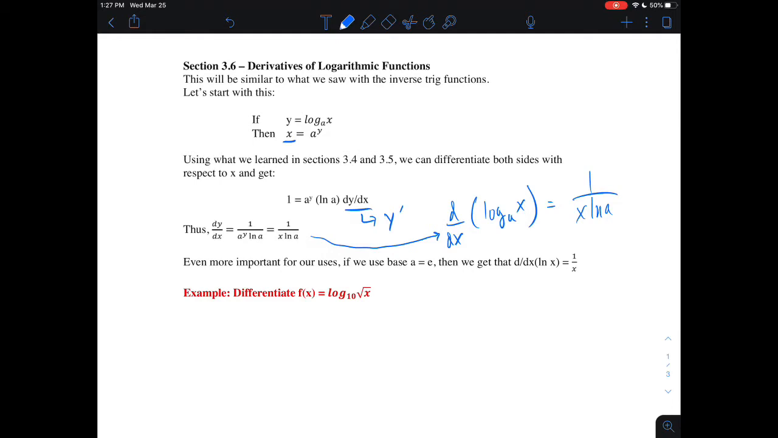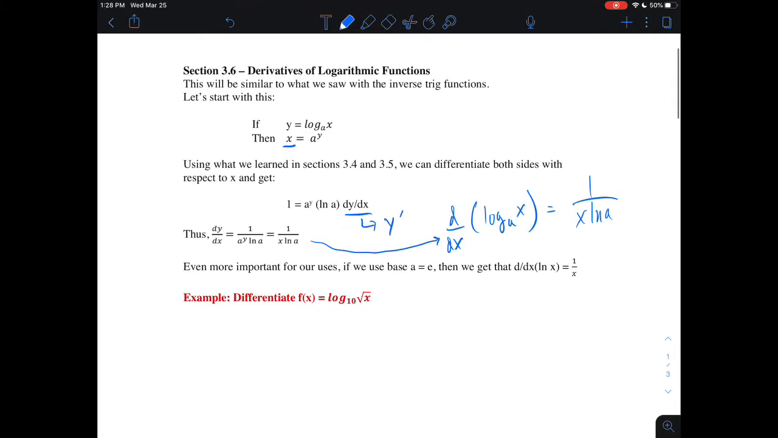Even more important for our uses, something that we're going to use a lot more, is if we use base e. So if a that we've had in this whole conversation is really just the natural number e, we get that the derivative with respect to x of the natural log of x, because that would be log base e of x, is equal to 1 over x. So what we have from all of this are these two facts.